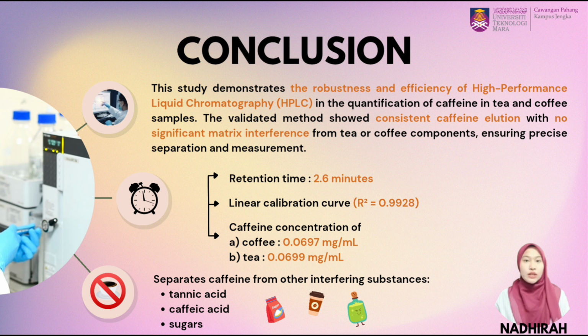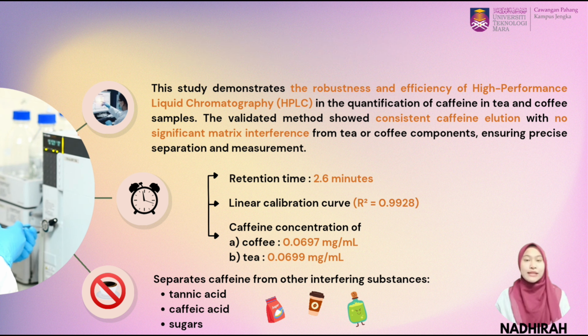The caffeine concentrations were determined to be 0.0699 mg per milliliter for coffee and 0.0697 mg per milliliter for tea, showcasing the consistency of the method across different matrices. Additionally, HPLC effectively separates caffeine from other interfering substances such as tannic acid, caffeic acid, and sugars, making it suitable for diverse food and quality applications.